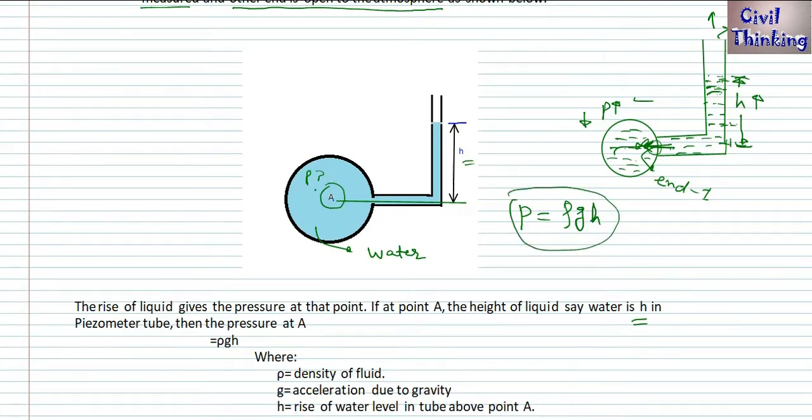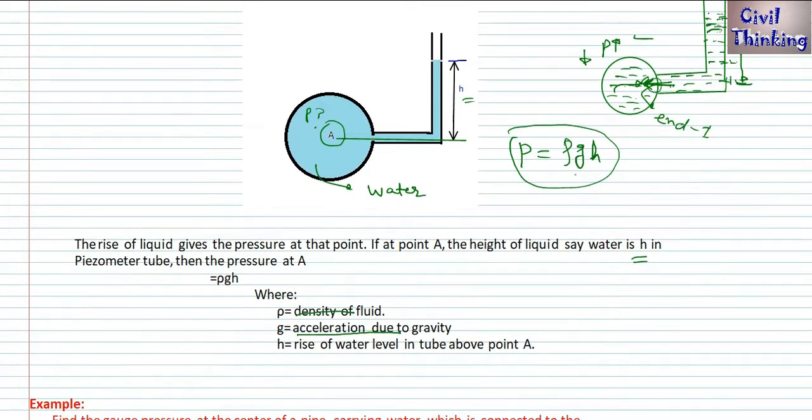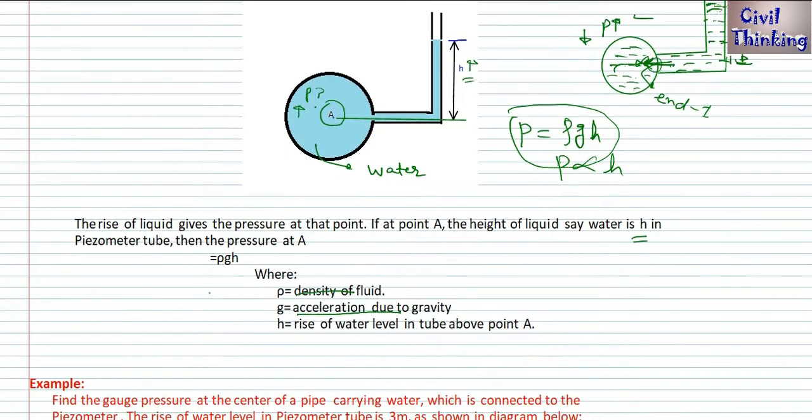Anyway, it's really simple: rho g h, where rho is the density of the fluid, g is the acceleration due to gravity, which is 9.81, and h is the water level. Now here you can see P is equal to rho g h, which means pressure is directly proportional to height. So the more this height, the more will be the pressure in this pipe. Okay, let's do some example.